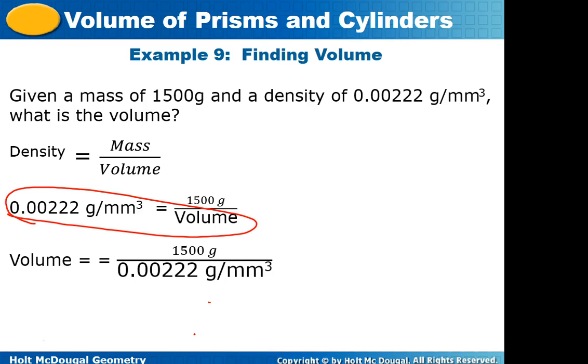by the 0.00222. So go ahead and do that. And notice again that our grams are going to cancel out here as well. So we're going to be left with millimeters cubed. So when you do that, you should get 675,675.68 millimeters cubed.